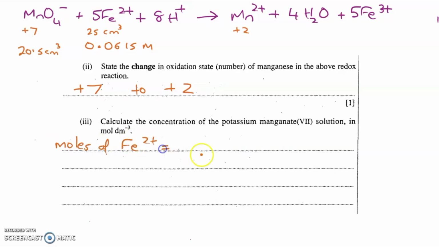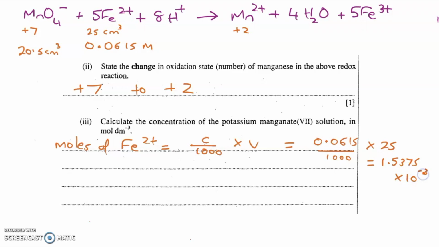So to work out the concentration of potassium manganate 7, I first find the moles of Fe2+, and I know this because I always find the moles of the substance I have 2 bits of information for. So I know the concentration and the volume of this. So to work out the moles of Fe2+, I do concentration over 1,000 times volume, so it'll be 0.0615 over 1,000 times 25, and that would give me 1.5375 times 10 to the -3 moles of Fe2+.